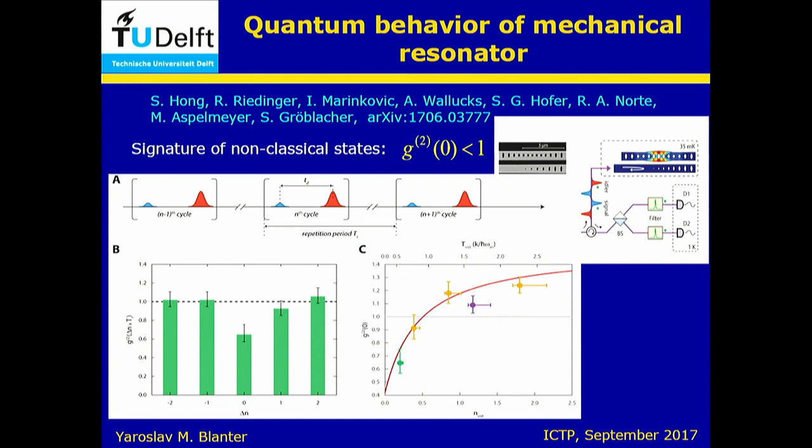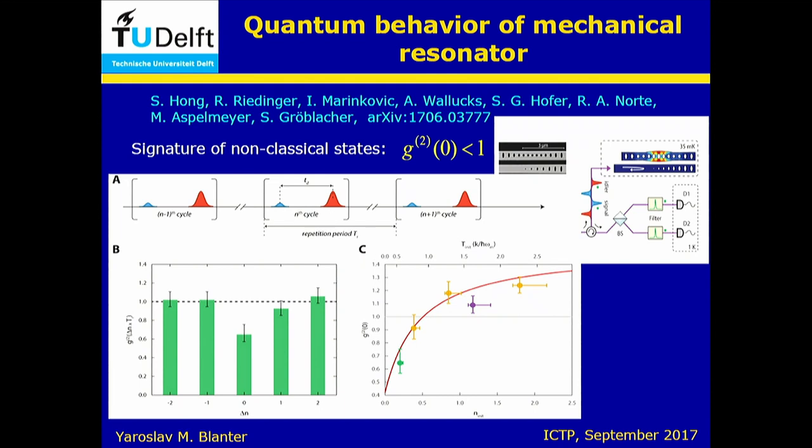That's a bit difficult to see from the figures, but for instance, here it shows this correlation function at 0 as a function of the initial number of phonons, and it shows that there is a reasonable range where you are clearly below 1, meaning the mechanical resonator is clearly in the quantum state.